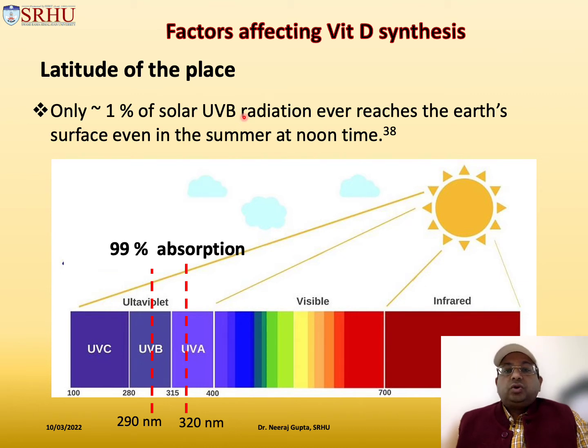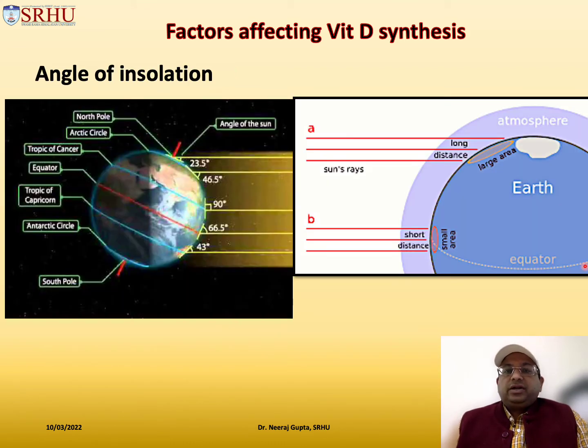So how this 1% of UVB radiation reaches Earth's surface is very important, and this will ultimately affect the vitamin D synthesis. To understand it better, let's first see what the angle of insolation is. The angle of insolation is the angle at which sun rays strike a particular location on Earth. This angle keeps on decreasing as we move away from the equator toward the poles. As you can see in this slide, from 90 degrees at the equator, it decreases to 23.5 degrees at the poles.